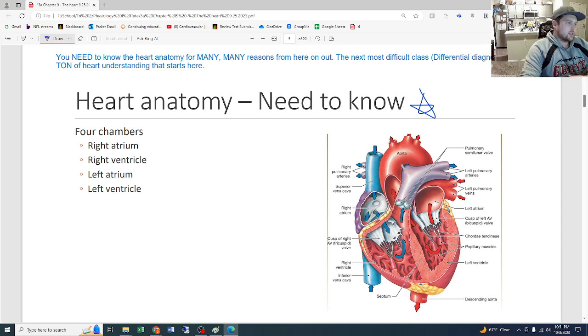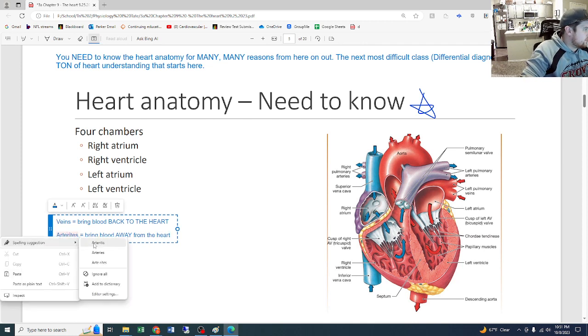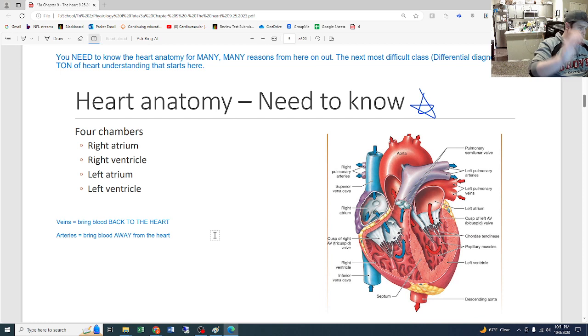Okay. We have the inferior vena cava and the superior vena cava. Their job is, well, I should define something really quick. First, veins bring blood back to the heart. Arteries bring blood away from the heart. This is a very, very important concept. We'll get to exactly why in a moment.